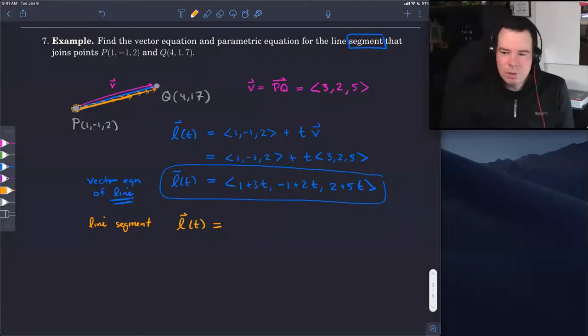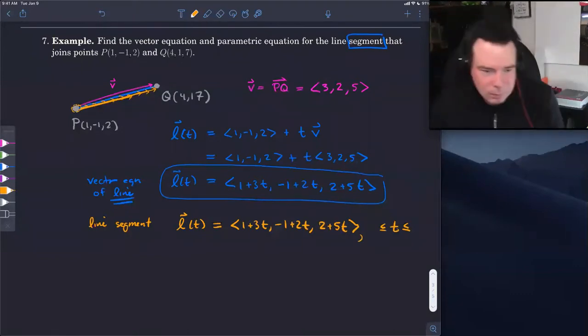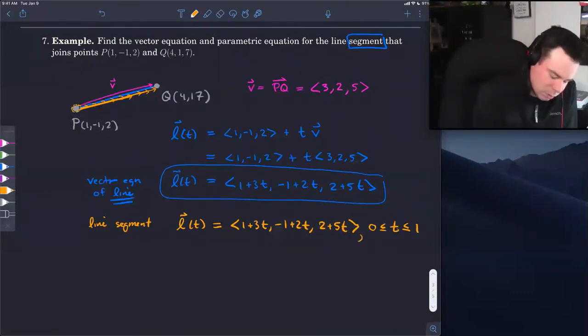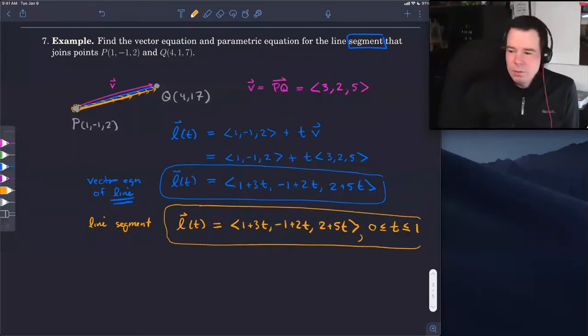Like t being 0 is going to keep me at point P. If I take t to be a half, then I'm going to be halfway to point Q. So what do I want for t? <1 + 3t, -1 + 2t, 2 + 5t>, where t ranges between what and what? Yeah, the biggest value is going to be 1, smallest value is going to be 0. And so that's the line segment. We just had to restrict what values of t we wanted. We're only going to take the multiples of v that are between 0 and 1.